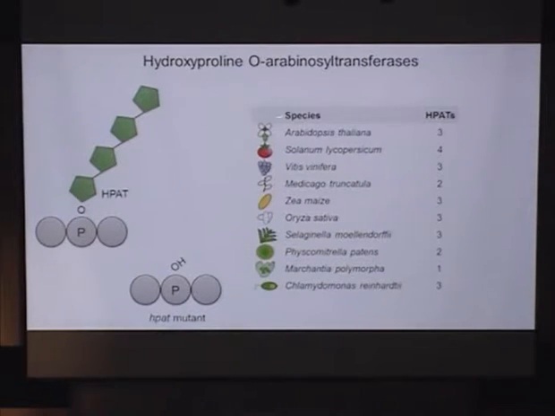So Arabidopsis, the model flowering plant, I'll show you some data for Arabidopsis, has 3 members of this family, and that's sort of the typical number across the plants that have been sequenced so far. Physcomitrella patens, which I'll also tell you about, is a moss species that has only 2 of these guys. Okay? So the interesting thing about these is that they're very, very strongly conserved.